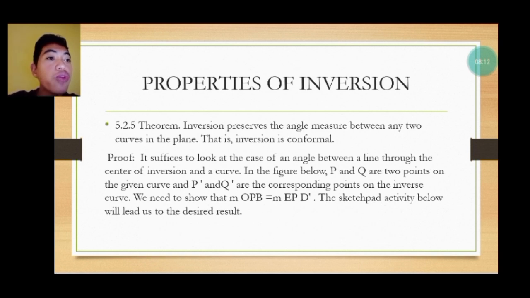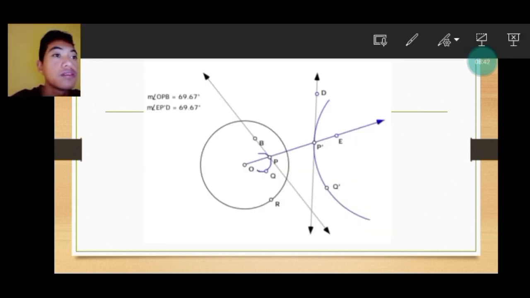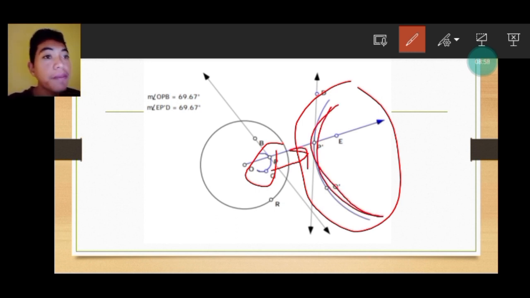P and Q are two points on the given curve, and P prime and Q prime are the corresponding points on the inverse curve. So, P and Q are two points, and then its inverse gives P prime and Q prime. So, from this, the inverse of this is this one. It is still a curve, but now it is the inverse.